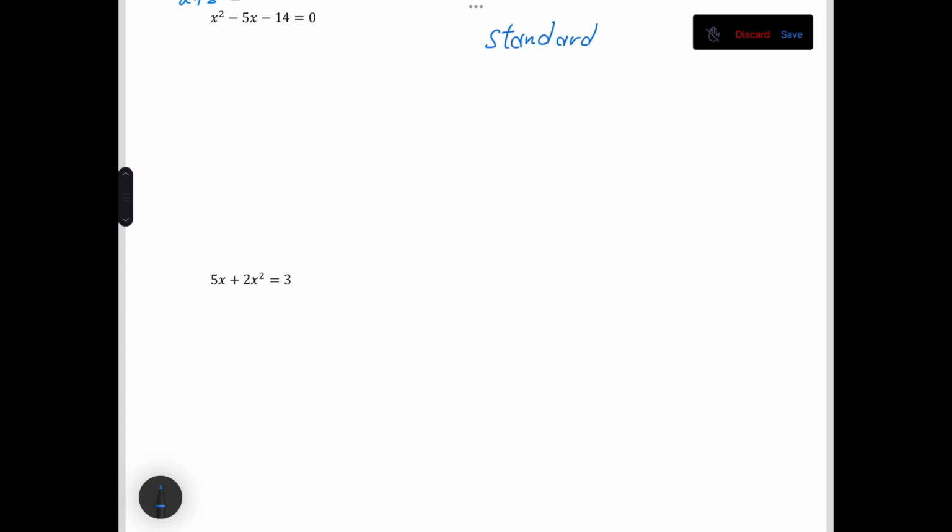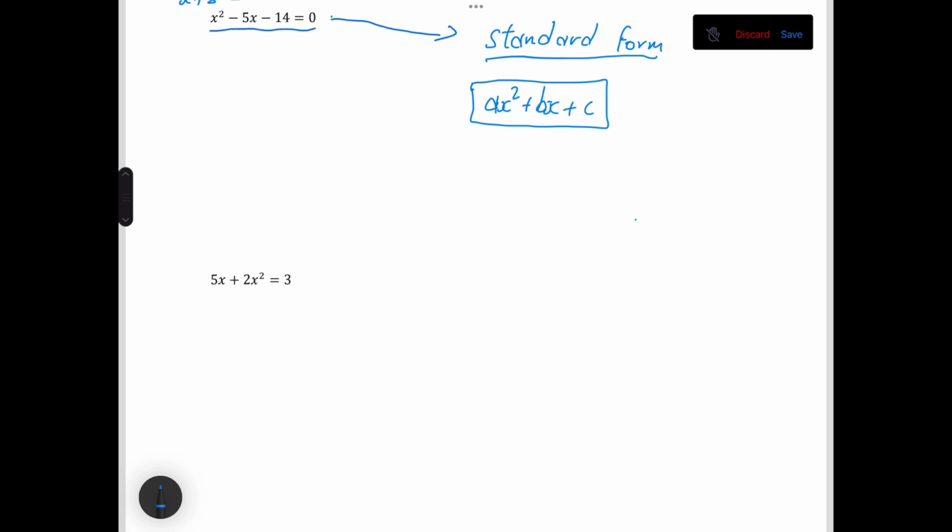So we write down the standard form. It looks like this: ax squared plus bx plus c. We write it in this way so that we can basically factorize it like that. Okay, so let's look at the equation given to us, and we can see that it is in standard form indeed.